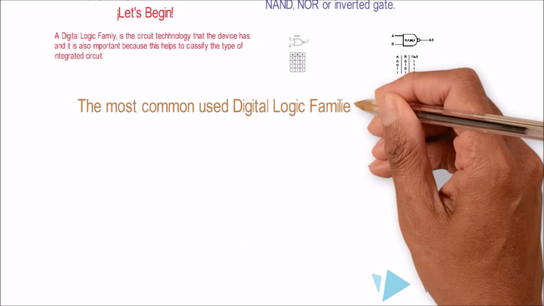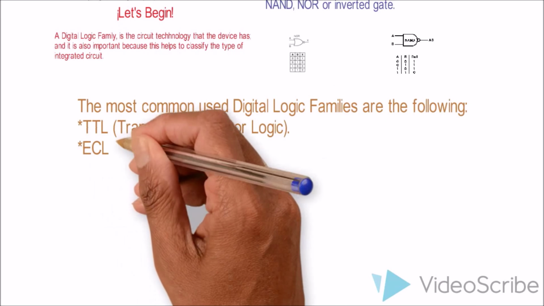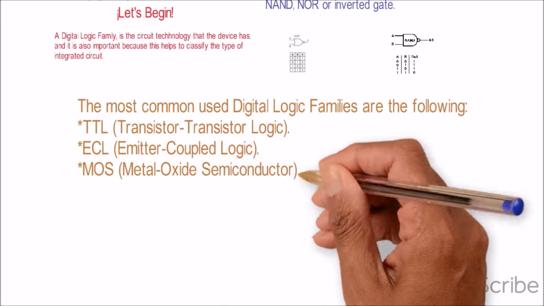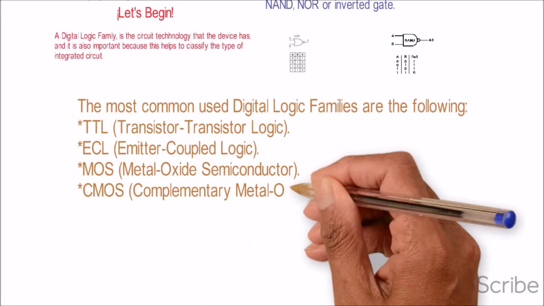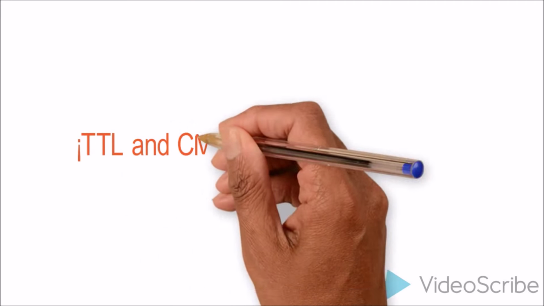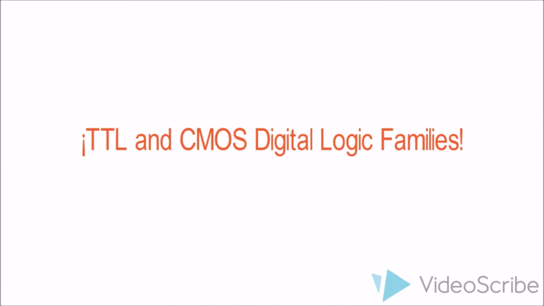The most commonly used digital logic families are the following: the TTL, that is the transistor-transistor logic; the ECL, that uses the emitter-coupled logic; the MOS, that is the metal oxide semiconductor; and the CMOS. Now I'm going to talk about the TTL and the CMOS digital logic families.